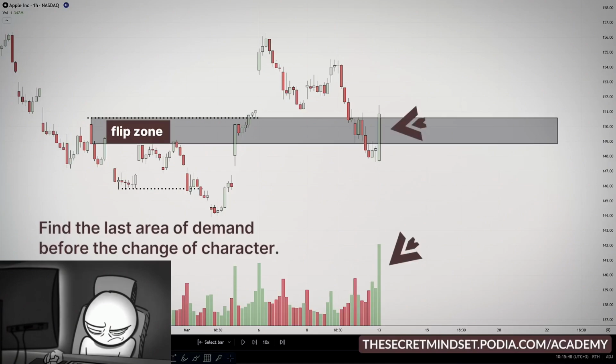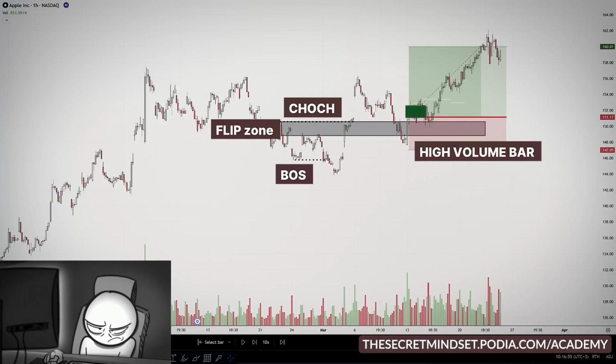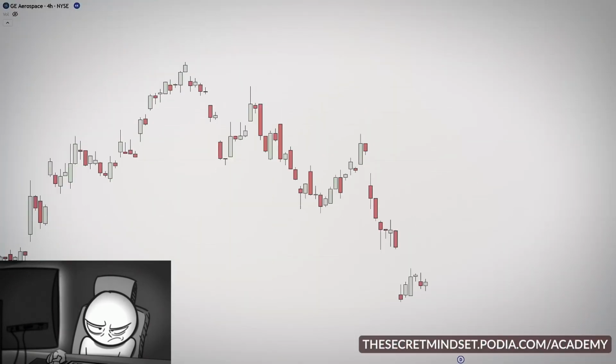As price pulls back to this demand zone, this is where we look for our entry, confirmed by a bullish candle with higher volume. So by entering here, we're not trying to catch a reversal. Instead, we are joining a trend that's already in place. We're essentially betting that the larger uptrend will continue after this retracement.